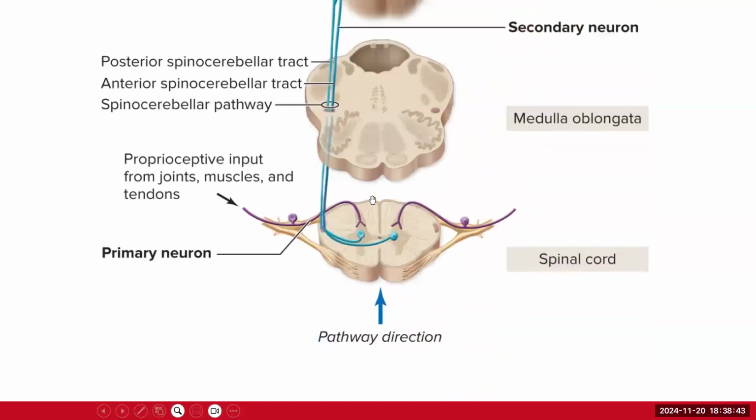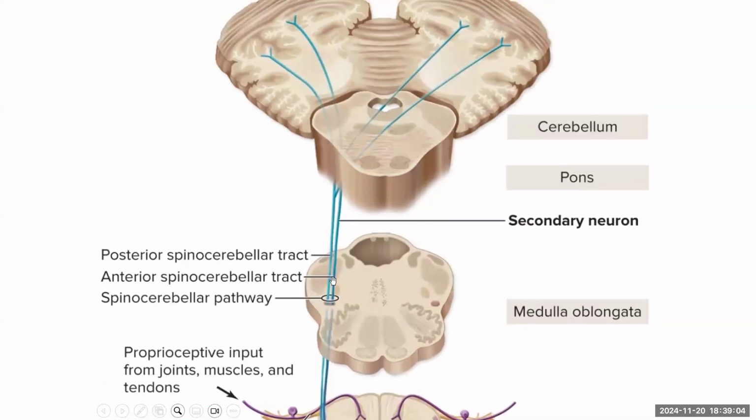The other one is going to be, you can see, the primary neuron comes in, same route, comes in to the posterior or dorsal gray horn, and then it is going to synapse onto its secondary neuron. In this case, this secondary neuron does decussate or cross over. So it crosses over, and then it will ascend, all right, up through the brainstem and into the cerebellum there.